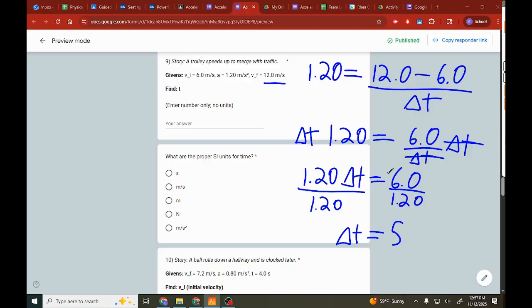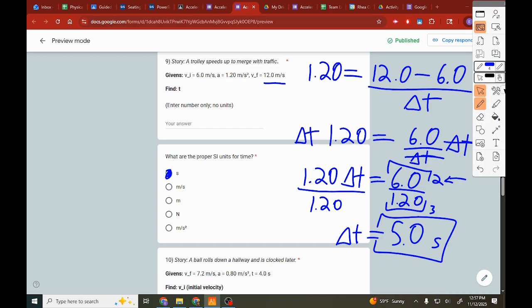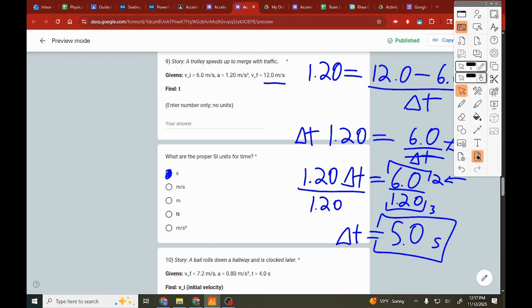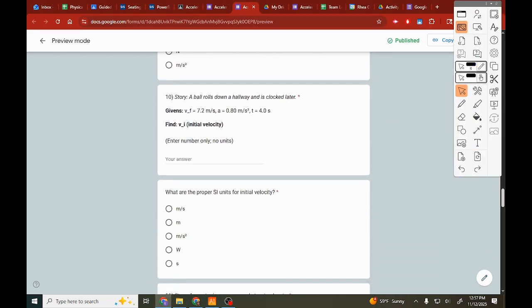But we need another sig fig because this has 2. This one actually has 3, but we go with the one that has the fewest number of sig figs. So our answer needs 2 sig figs. So I'll say 5.0 seconds. And then toggle seconds. Moving on. 2/3 of the way there, I think. Number 10.